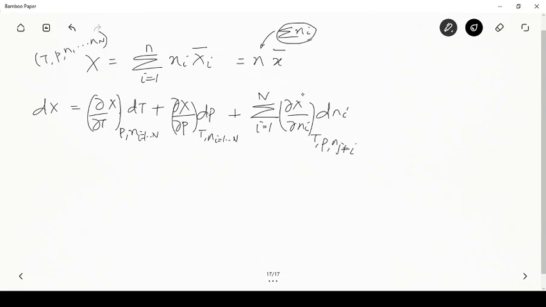Now this we can write as, this is the xi bar, which is the partial molar x, because it is del x by del ni when T, P and nj not equal to i are kept constant. So this can be written in the form del x by del T dT, del x by del P dP, plus summation of del x by del ni dni.